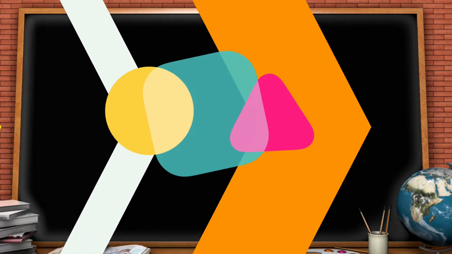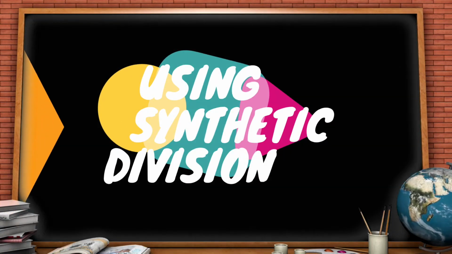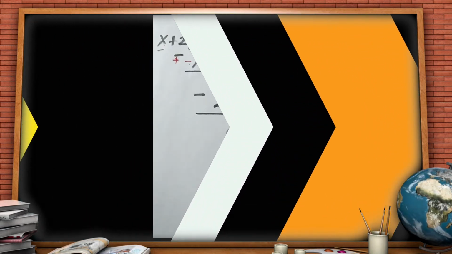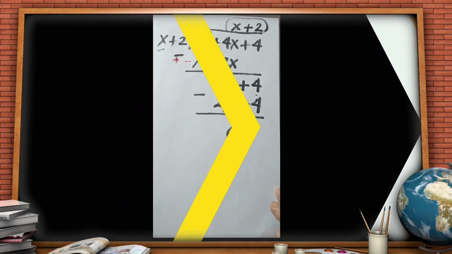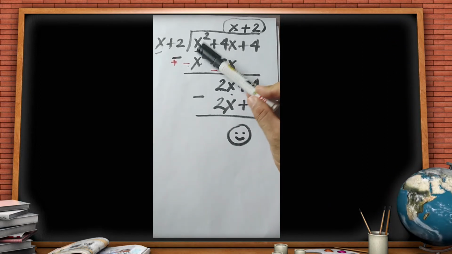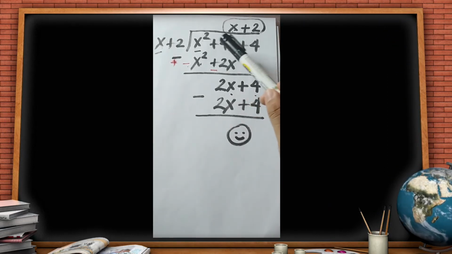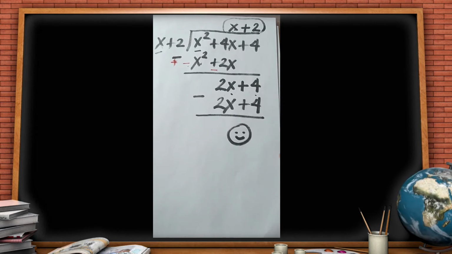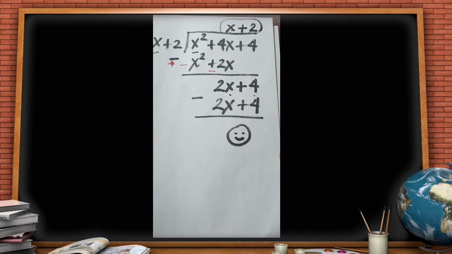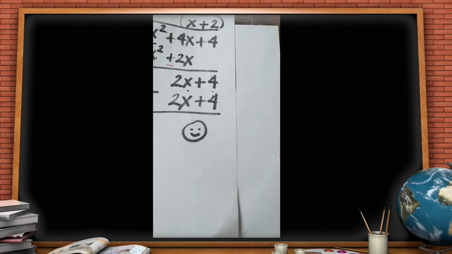This time, how are we going to divide polynomials using synthetic division? Okay? So, gamitin lang natin yung ating problem kanina. We have this one. Ito yung ginamit natin sa long division. X squared plus 4x plus 4 divided by x plus 2. Okay? Ipapakita ko naman sa inyong solution ngayon sa pamamagitan ng paggamit natin ng synthetic division. Okay? Paano ba yung tinatawag na synthetic division? So, ang gagawin natin, ganito.